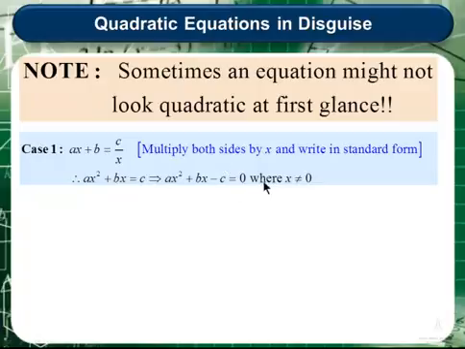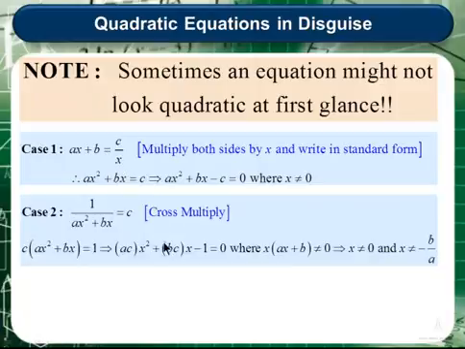But note, in this case, we immediately have a restriction for the possible values for the unknown or variable x, namely x cannot be equal to 0, since we have x appearing in the denominator position. Another case where the quadratic may be disguised, where we have the quadratic expression below the line.